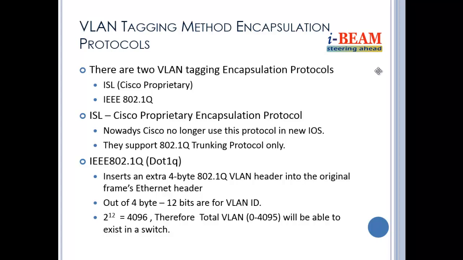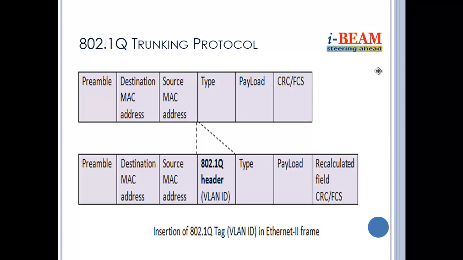IEEE 802.1Q inserts an extra 4-byte 802.1Q VLAN header into the original frame's header. Out of the 4 bytes, 12 bits are for the VLAN ID. So 2 to the power of 12 equals 4096, therefore VLAN IDs 0 to 4095 can exist in the switch. According to the diagram, it inserts the 802.1Q header between the source MAC address and the type field.